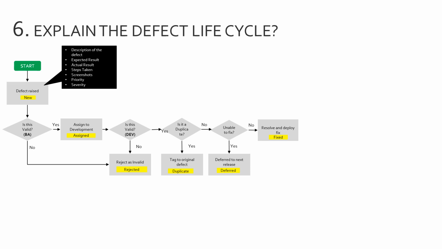And then let's say they're able to fix it. If they're able to fix it, then they would resolve the fix, and then they will deploy the fix. So once the fix is deployed, the status will change to fixed, indicating the testing team to retest the defect. So that defect will be retested to see if the defect is fixed or not. If it's not fixed, it will be reassigned back to the development team, providing the retest results, the screenshots, etc.